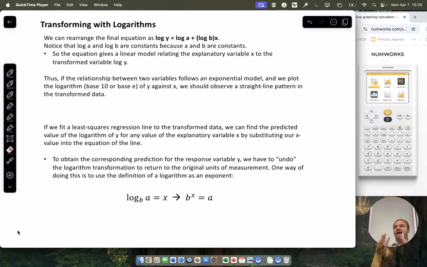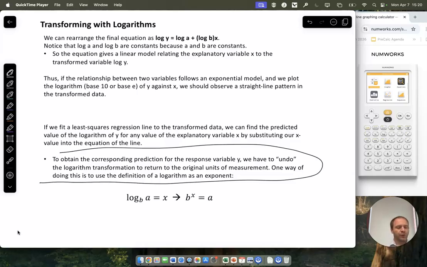One thing to keep in mind, a lot of words here, but I really want to focus on this bottom part. We are trying to obtain a corresponding prediction for the response variable, which means we have to undo any of the logarithmic transformations to return to the original units of the measurement. And we are going to do that based off of the idea of how logs work.